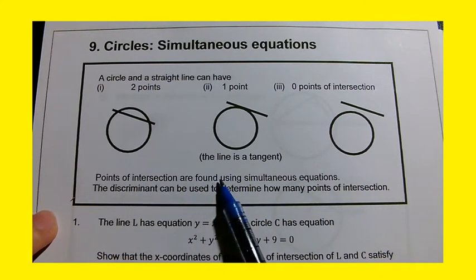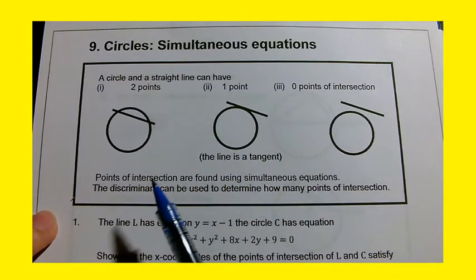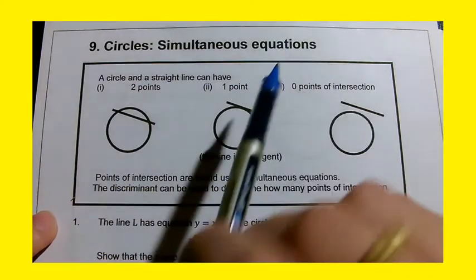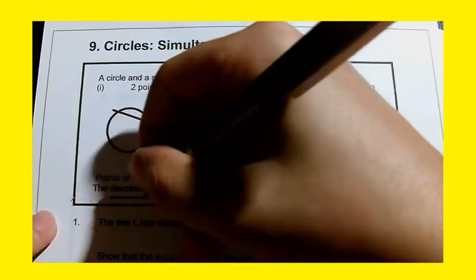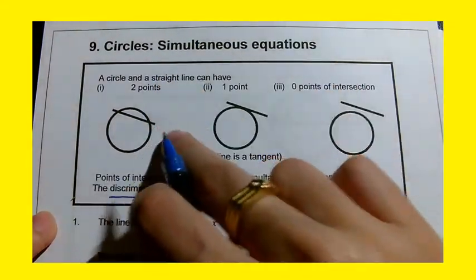These points of intersection, if they exist, can be found using simultaneous equations. We can then use a discriminant to find out how many points of intersection. And I'm sure if you think about this, anything that we can apply the discriminant to, there's always three cases: 2, 1, 0.